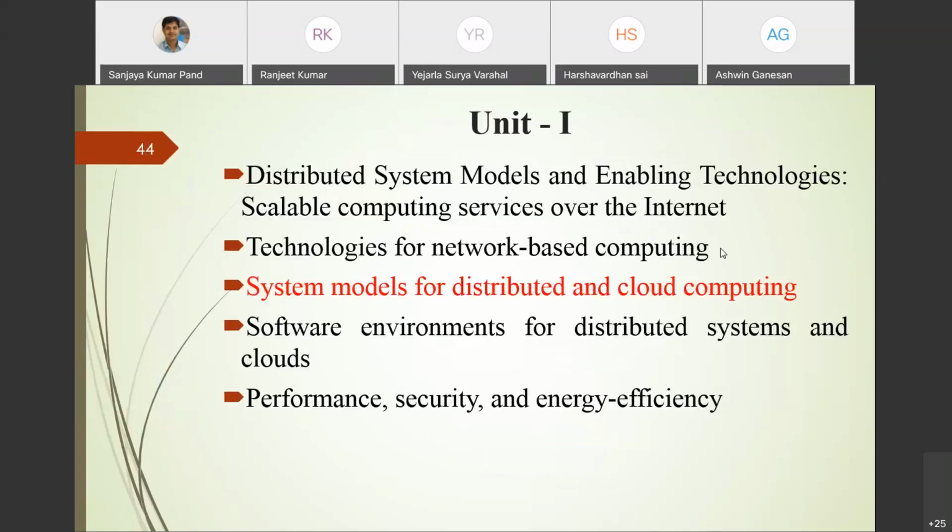System models for distributed and cloud computing. Before going to this particular topic, I already told you in the parallel and distributed computing family, grid computing, prior to grid computing, or after grid computing, cloud computing is there. All are coming under our parallel distributed computing. So we'll see in this part what system models means.